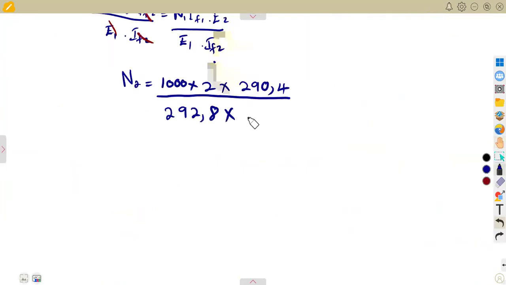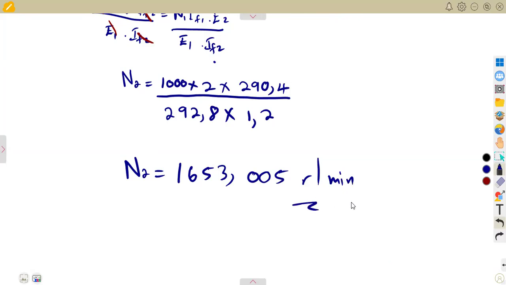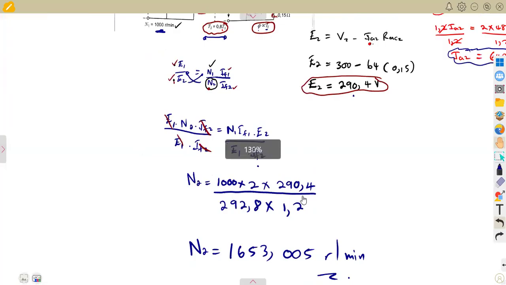So this is how you're going to calculate these questions. The speed was going to be 1,653,005 revolutions per minute. So for speed control calculations, the more you attempt your questions, the more you actually understand the conditions that you're given. They are going to just give you different conditions.